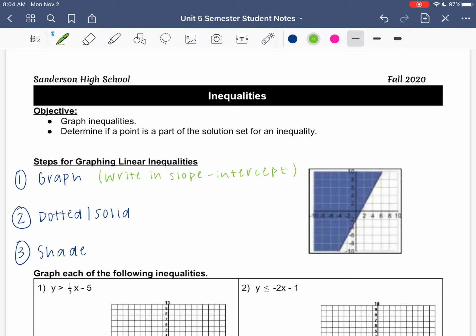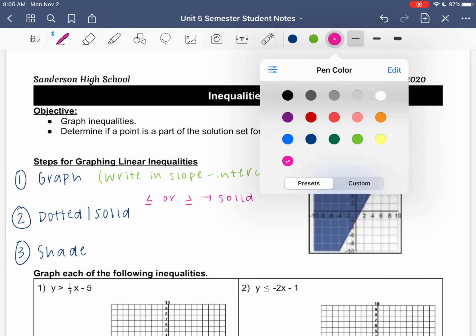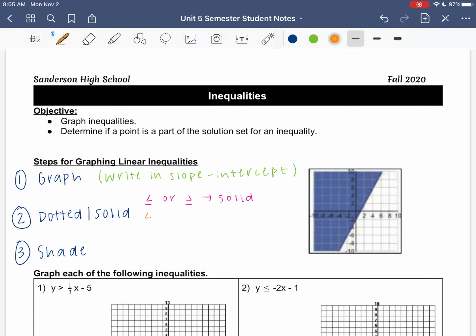The first thing you think about is if you use a dotted or a solid line. So if you have a less than or equal to or a greater than or equal to sign, we're going to use a solid line, because the equal to piece means that that line is included. So similar idea to a closed circle when we were graphing on number lines. If you have just the less than symbol or the greater than symbol, we use a dotted line, and that's the same idea as an open circle, if you remember doing that.